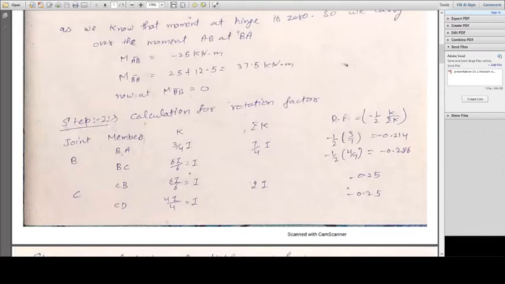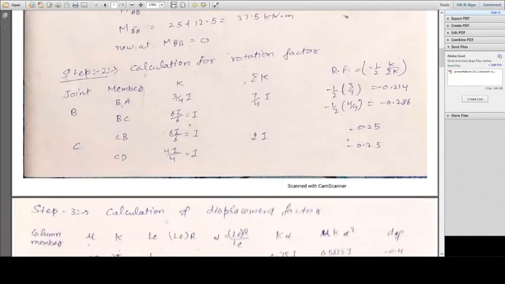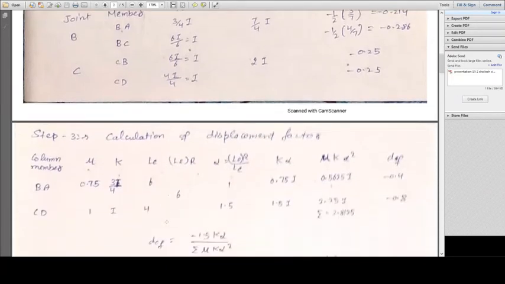The formula of rotation factor is minus 1 by 2 K upon sigma K, that comes out to be minus 1 by 2 into 3 upon 7, that is equal to minus 0.214. So the rotation factor for member BA is equal to minus 0.214. Similarly, we calculate the rotation factor for BC, that comes out to be minus 0.286, and for CB it comes out to be minus 0.25, and similarly for CD it comes out to be minus 0.25.